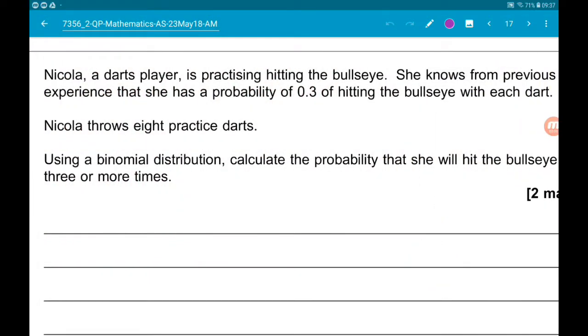Okay, question 15. So Nicola, a darts player, is practicing hitting the bullseye. She knows from previous experience that she has a probability of 0.3 of hitting the bullseye. Nicola throws 8 practice darts. Using a binomial expansion, we want to calculate the probability that she hits the bullseye 3 or more times.